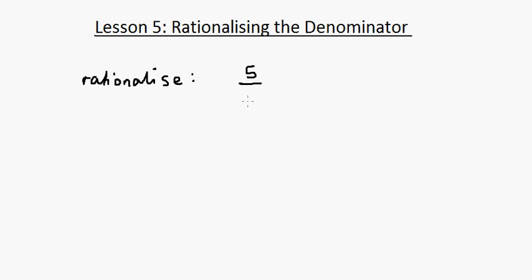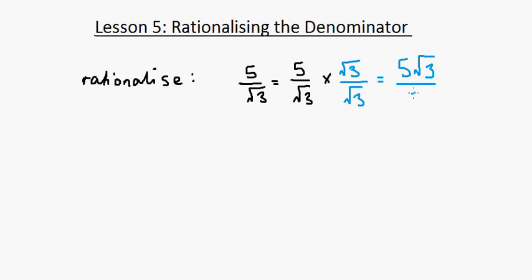5 over root 3 equals 5 over root 3. And what do we times it by? Different color. Root 3 over root 3. And that will equal 5 root 3 over 3. And that is rationalizing the denominator. So we went from irrational, which is root 3, to rational 3.